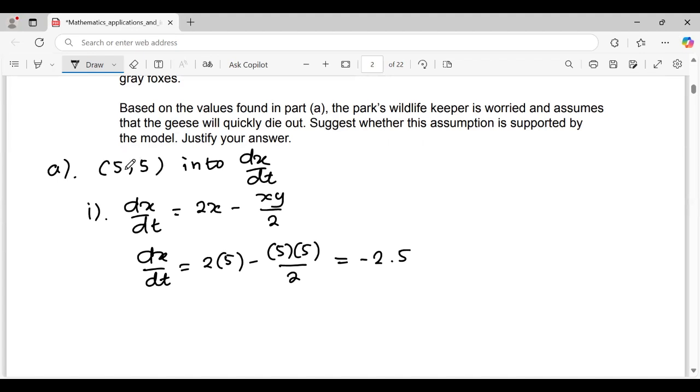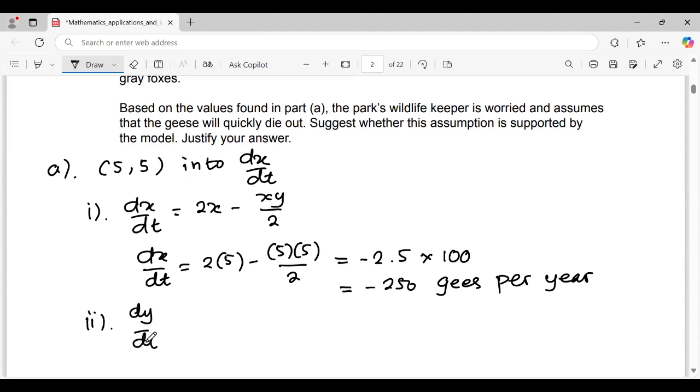And just now, according to the information, this 5 represents 500. So we're going to multiply by 100, and it is minus 250 geese per year, or yearly. And the second is dy/dt.